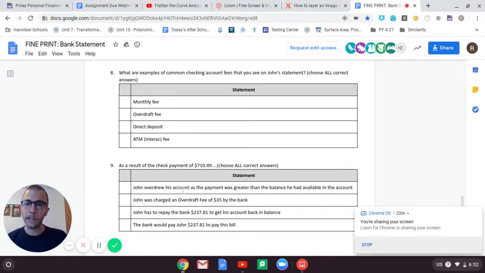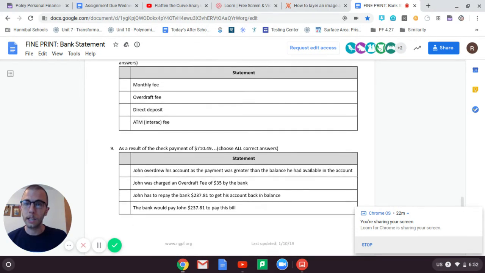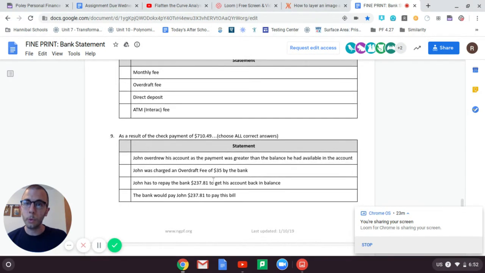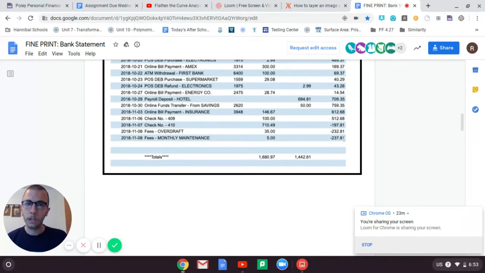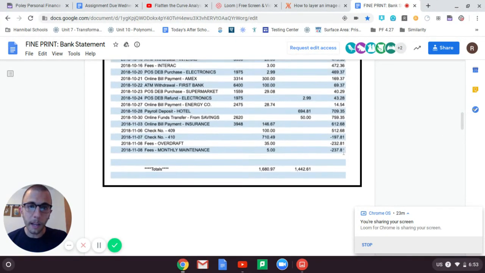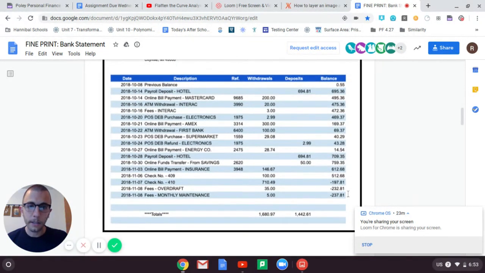John overdrew his account as the payment was greater than the balance he had available. Yes, that's right. John was charged an overdraft fee of $35 by the bank. Yes, that's also right. John has to repay the bank $237.81 to get his account back in balance. Well, let's see. Yeah, I mean, looking at the balance column on this statement, his last row puts him at negative $237.81.